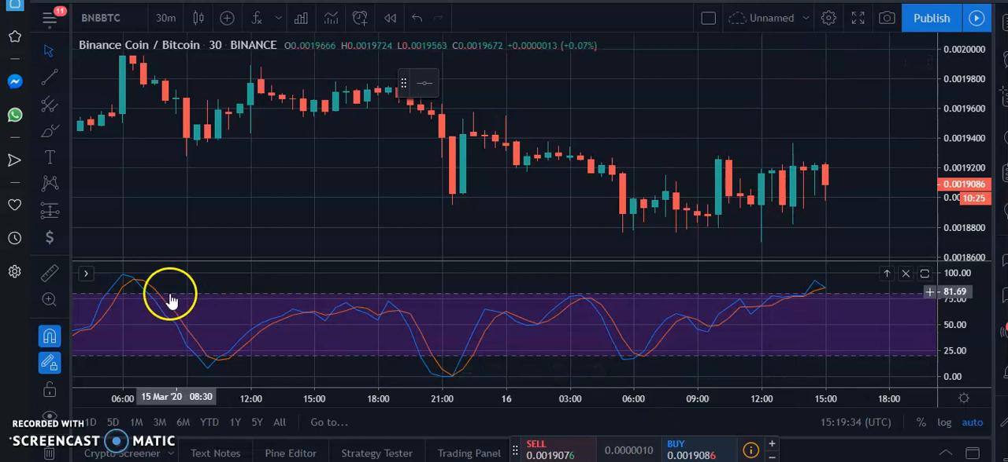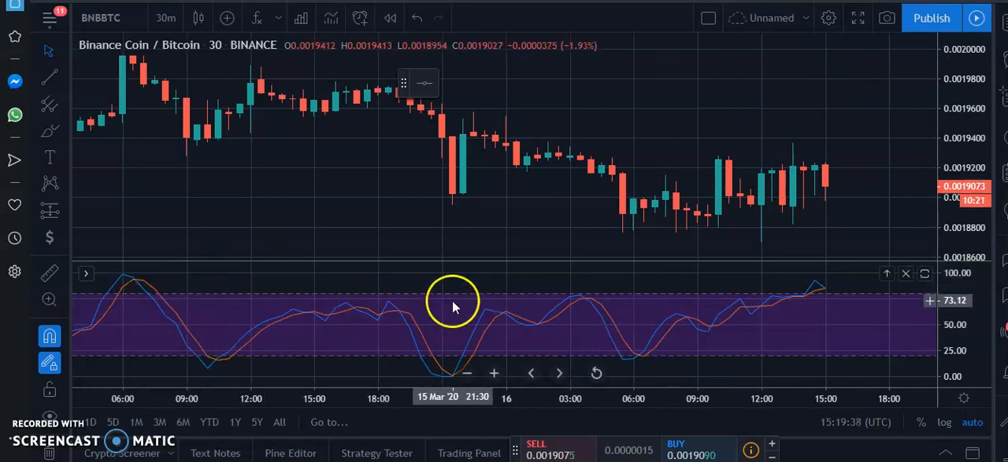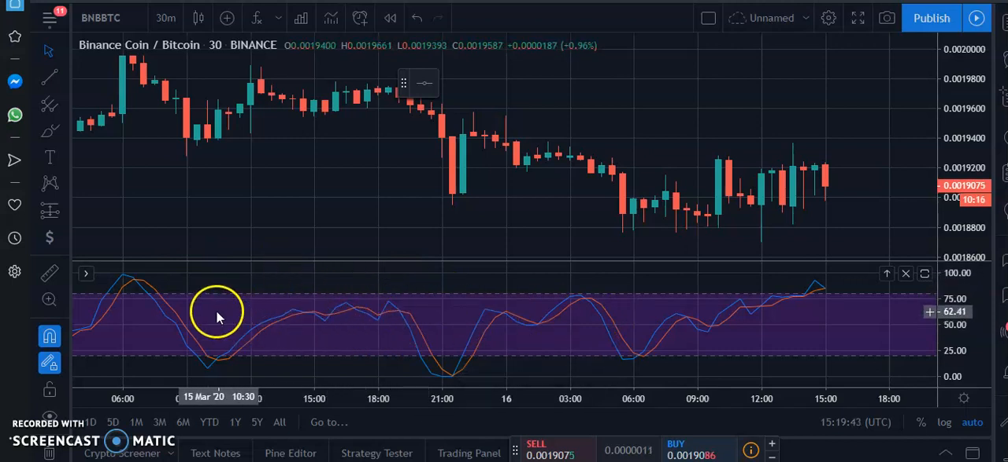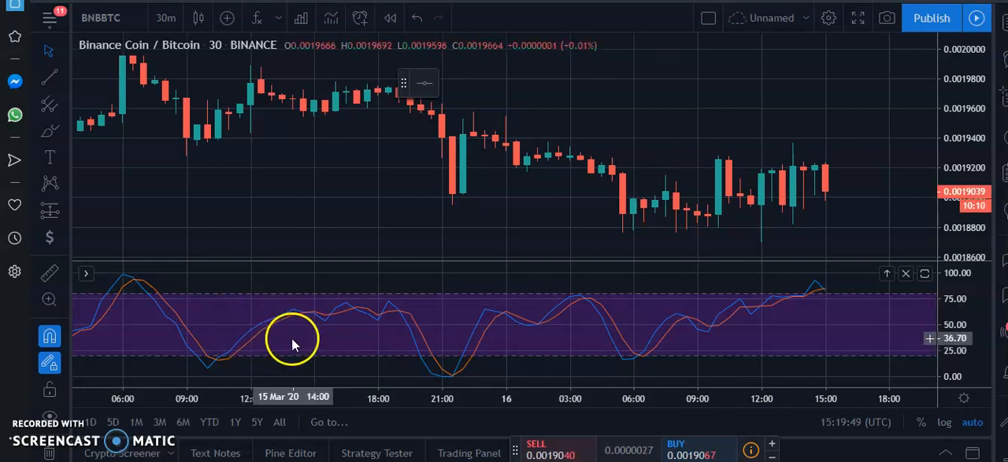This is the Stochastic RSI, this very region. Here we can see two lines, the blue and the red lines. Each of them actually plays a role. The Stochastic RSI is graduated from 0 to 100.